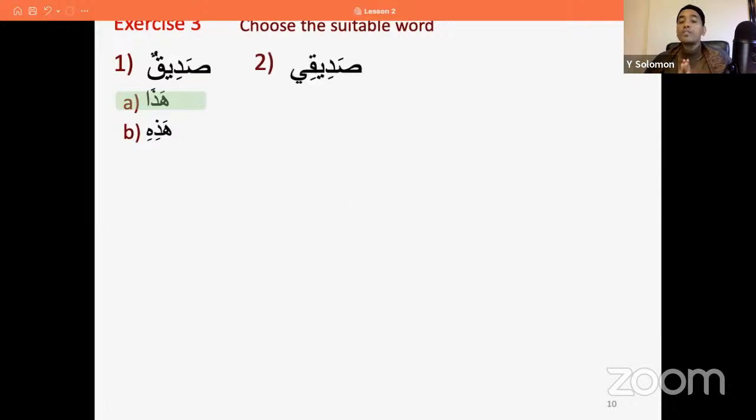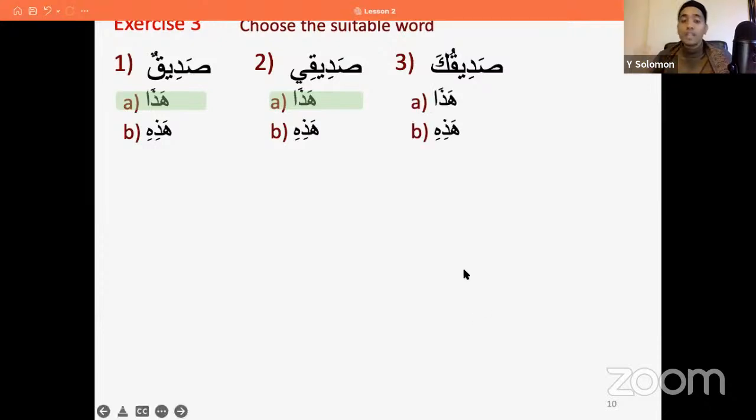Okay. How about the word صديقي? So now we added something at the end of the word, the E, to say my friend. But at the end of the day, the word صديق is still a masculine word. So it is still going to be هذا. Correct. Okay. What about this word over here, صديقك? I am speaking to a male and I'm telling him, your male friend. Is it هذا or is it هذه? Okay, that's correct. It's هذا because the word صديق is masculine.